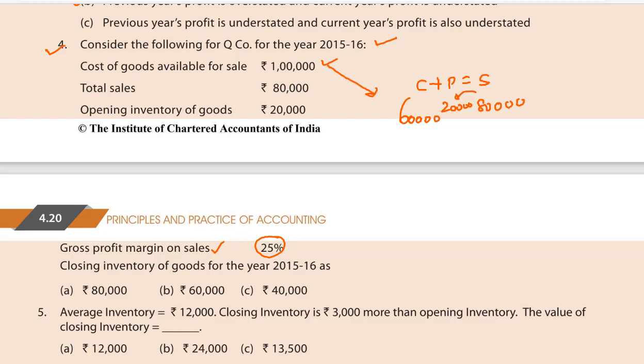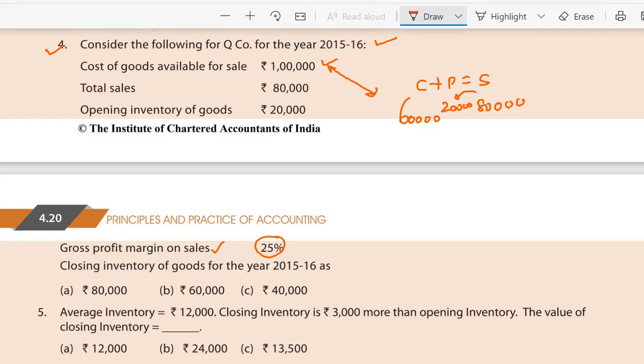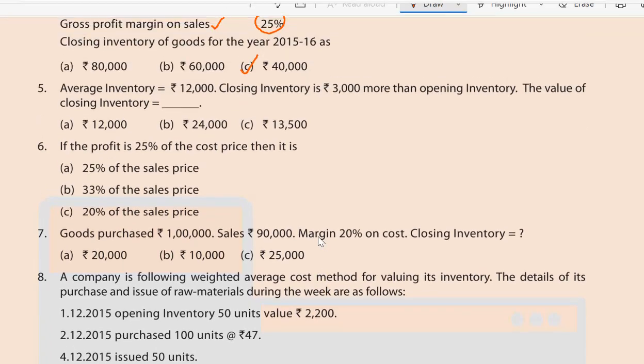So the closing inventory is 40,000. C. Let us move ahead and see question number 5. Average inventory is 12,000. Closing inventory is 3,000 more than opening inventory.